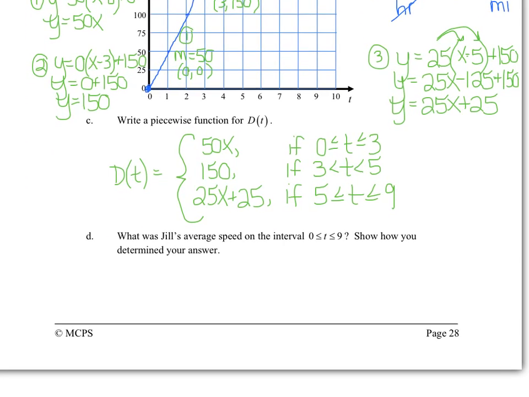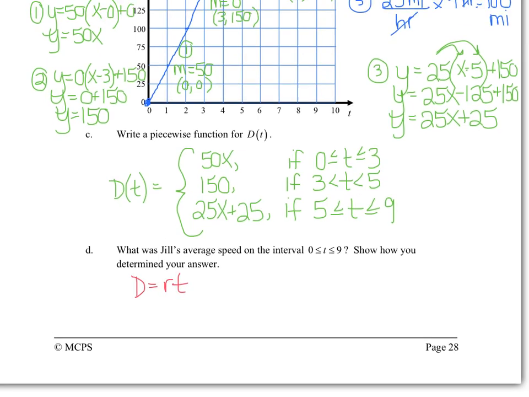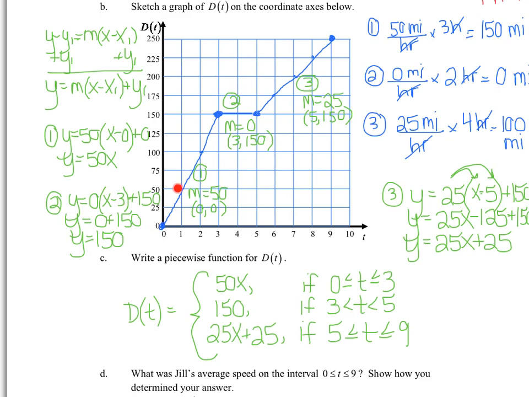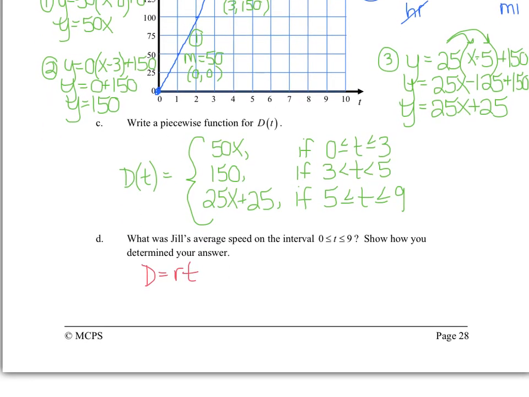So finally, part D says, what was Jill's average speed on the interval 0 is less than or equal to t, which is less than or equal to 9? Show how you determined your answer. Well, if you remember, D equals RT. She traveled a total distance, as you can see from here, of 250 miles in the span of 9 hours. So she traveled 250 miles equals rate times a time of 9 hours.